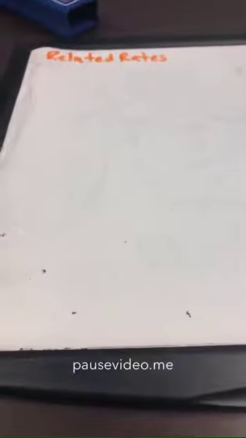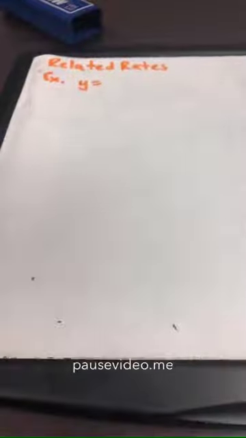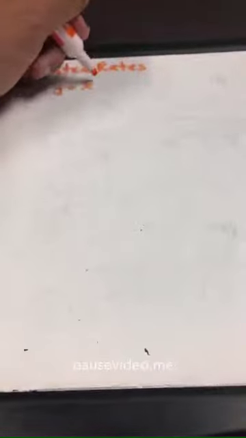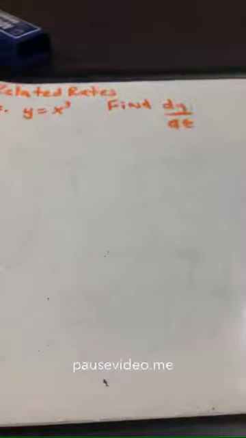That is related rates. Now, the example that I will be providing is pretty simple, but hopefully gives a great background. Here's the example. y is equal to x cubed, and we have to find dy/dt. So find dy/dt.